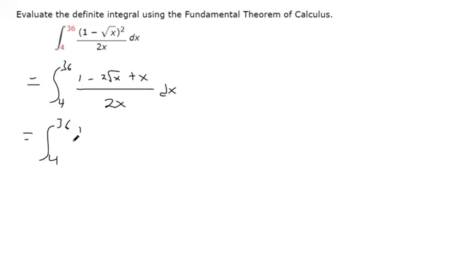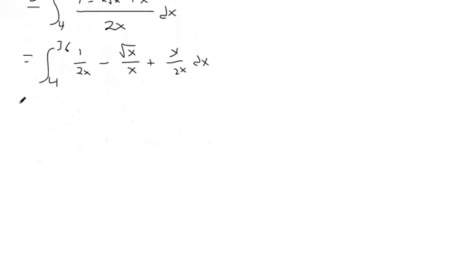into 3 separate fractions. This is 1 over 2x, minus 2 square roots of x over 2x, so we can just cancel out the 2's. And then this is x over 2x, which can also simplify, right? So this first integral is something where we need something from another section.